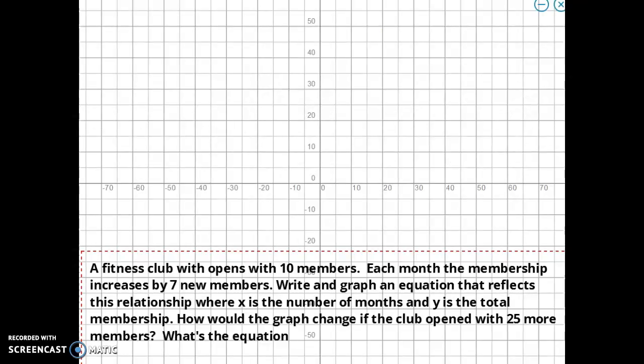All right, let's take a look here. The first thing is the starting point. Which one of these would be the y-intercept? Would it be the 10 because it opened up with 10 members? Would it be the 7 because it's increasing by 7 members? Which one would it be? It would be the 10 members because the y-intercept is what you start with. So, starting with our 10 members, this is where we're going to start.